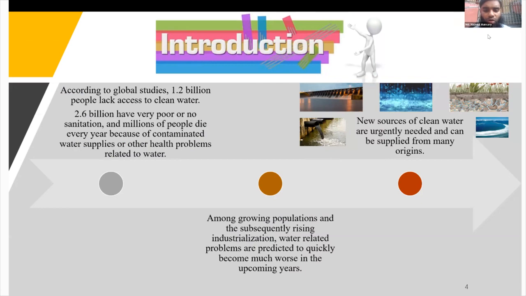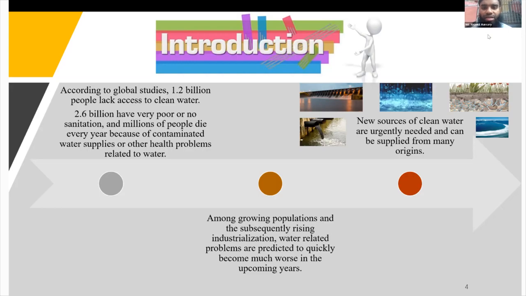With a growing population and rising industrialization, water-related problems are predicted to quickly become much worse in the upcoming years. New sources of clean water are urgently needed and can be supplied from many origins such as dams, rainwater, groundwater, wastewater, and saline water.